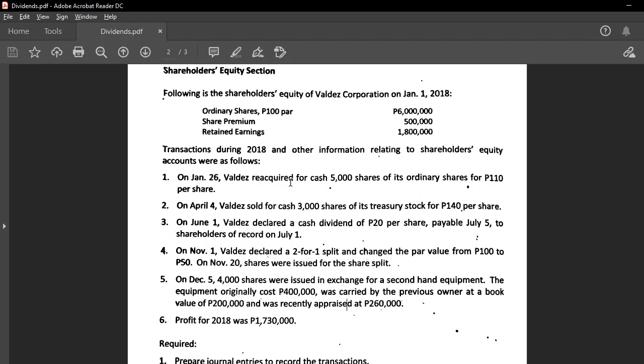Okay? So this concept of share split doesn't only happen on the number of shares, but it also happens on the par value. So, let's say, example lang ha, we have a 5-for-1 split. Ibig sabihin, if you have 1 share, it will multiply to 5, it will become 5 shares. If the par value is 100, it will now be divided into 5 shares. So, each share will have a par value of 20. That's 100 divided by 5.